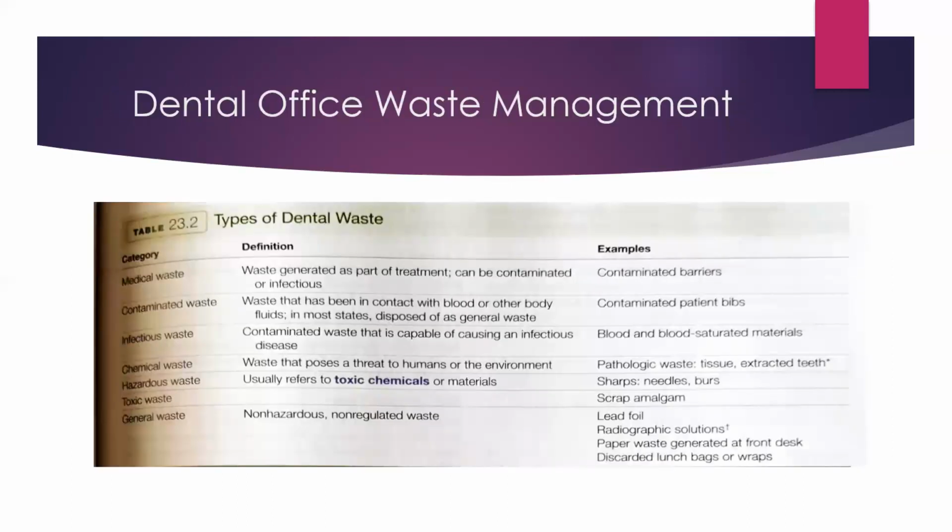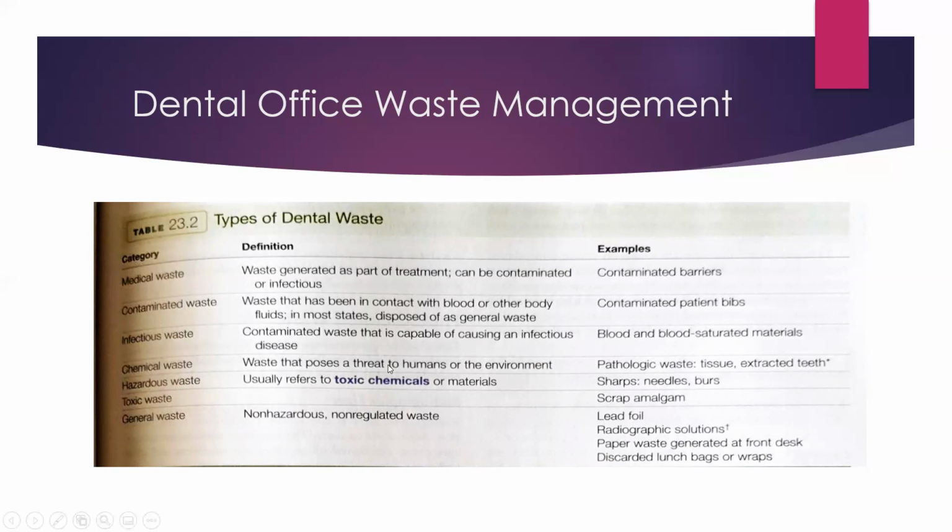Okay, in table 23-2, you'll see how they talk about dental office waste management. And there are types of dental waste. In the category to the left, you'll see there's medical waste, contaminated waste, infectious waste, general waste, toxic waste. Here to the right, you'll see the definition. So for example, medical waste is waste generated as part of the treatment. It can be contaminated or infectious. Examples are contaminated barriers.